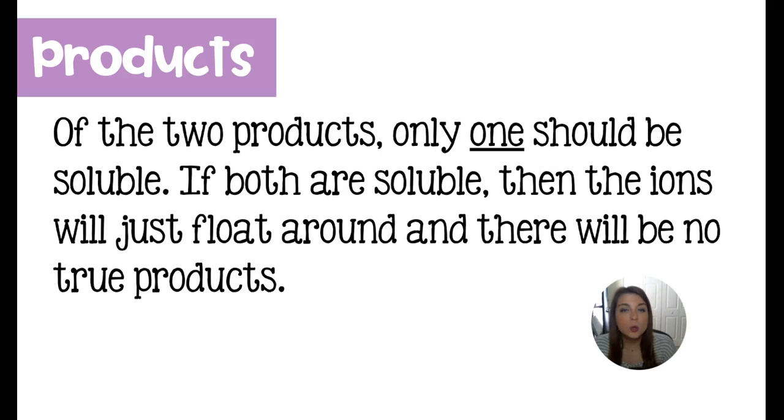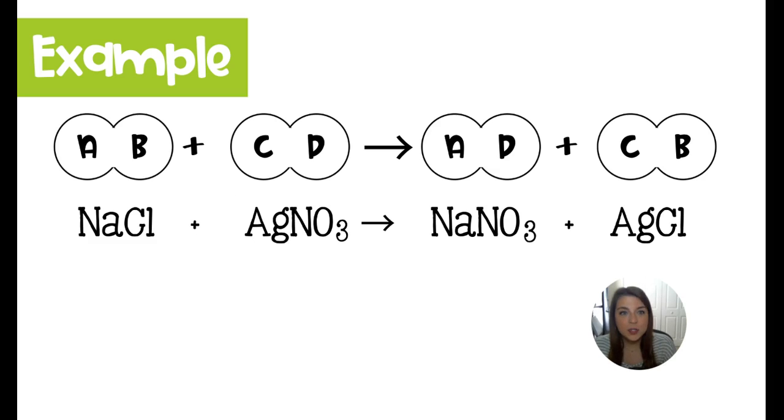Of the two products, only one of them should be soluble. If they're both soluble, then that really just means that all of your ions are just floating around. But if we have just one of them being soluble, that means that the second insoluble product would be the precipitate. So here is a real life example.